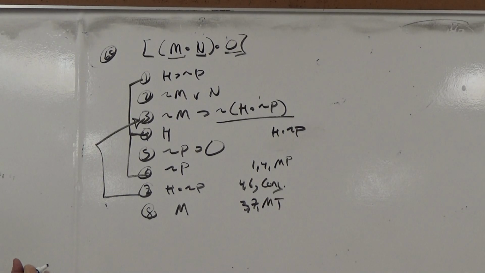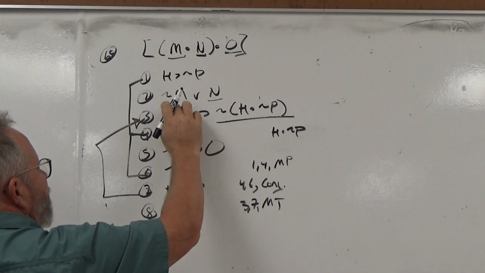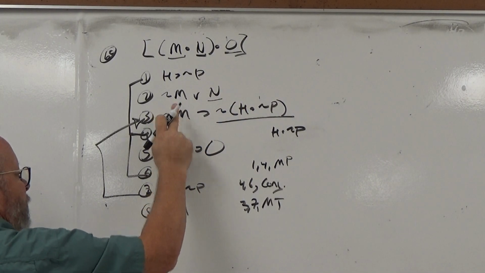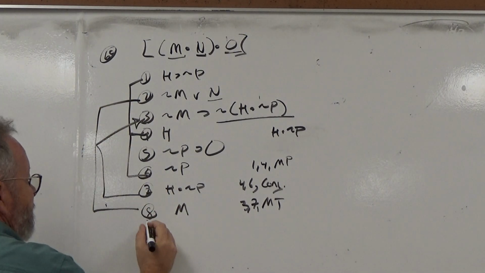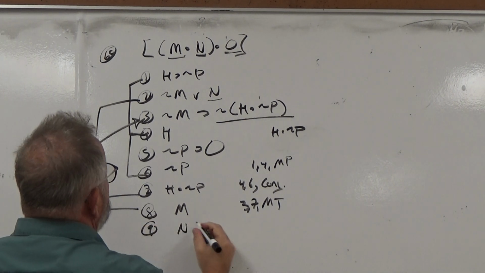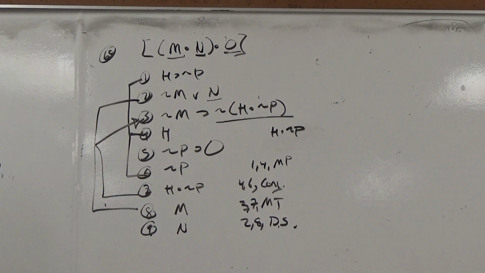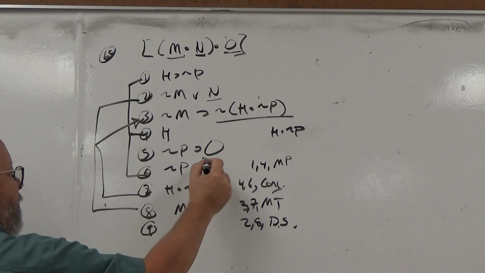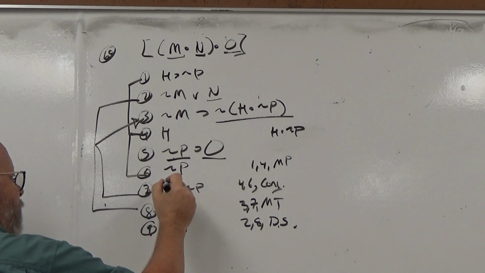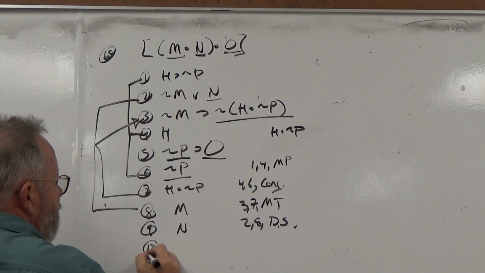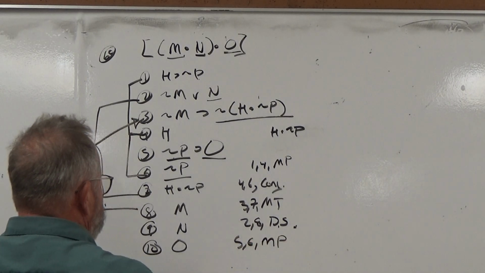So now let's focus on getting an N. Well, there's an N right there, it's in a disjunction, so if I have the opposite of not M, which is M, I can do a disjunctive syllogism, so let's do that. And that gets me N from 2 and 8, DS. So now I just need the O, there's the O, it's in a conditional, so it says if not P, we get O. Well, I have a not P right there, so O from 5 and 6, modus ponens.